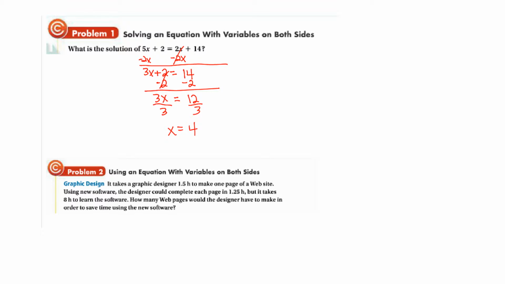And then I can quickly do my check and see that it works. 5 times 4 is 20. 20 plus 2 is 22. And on the right side, 2 times 4 is 8, and 8 plus 14 is 22. So I know that it is correct.